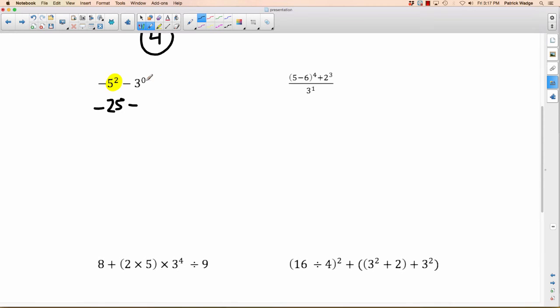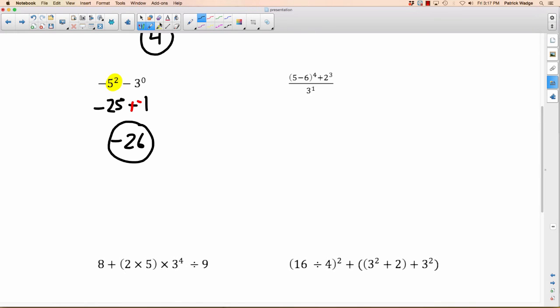Take away. 3 to the 0 power. This would also confuse a lot of people. They'd put 0 here. But remember, anything to the 0 power equals 1. And now you have to go negative 25, take away 1. Again, if you like to do it my way, I add the opposite. So I have negative 25 plus negative 1. You don't have to do it that way as long as you get the right answer, which is negative 26.